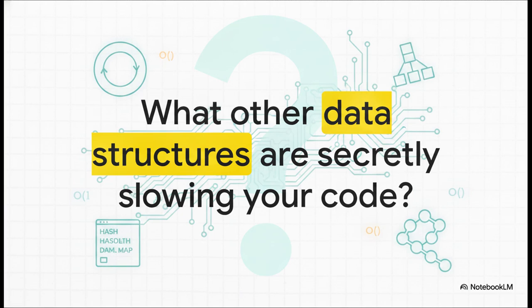Which leaves us with this final thought. If something as seemingly simple as a queue can become a massive performance bottleneck when implemented incorrectly with standard lists, and if collections.deque perfectly abstracts all this math into safe O of 1 operations, well, what other foundational data structures are secretly slowing down your code base right now? It's always worth looking under the hood, isn't it?